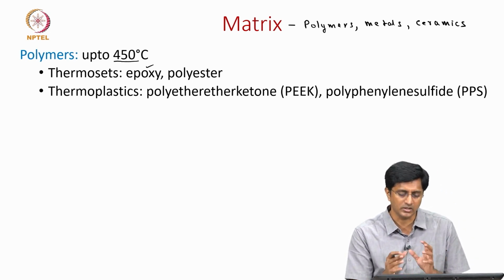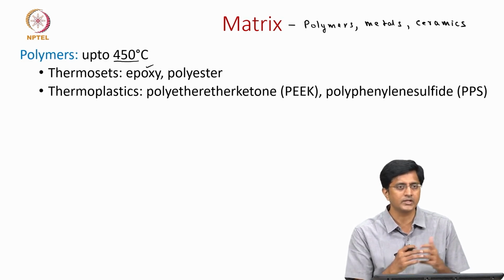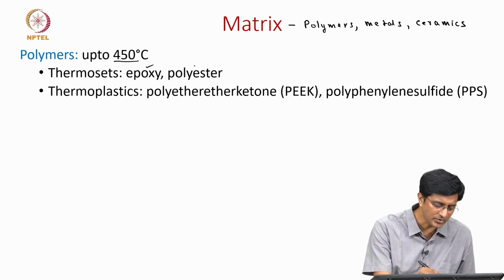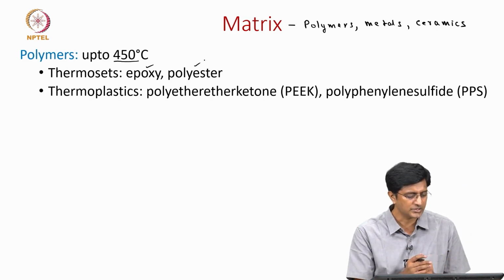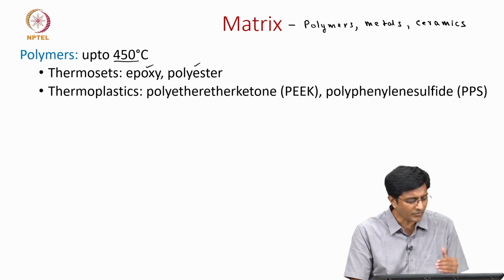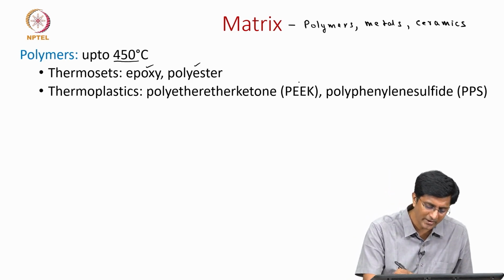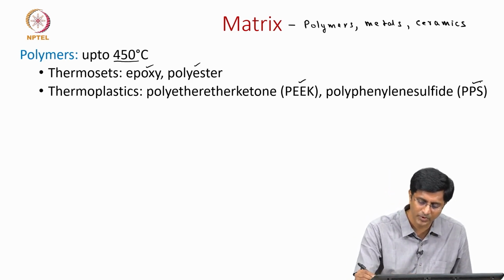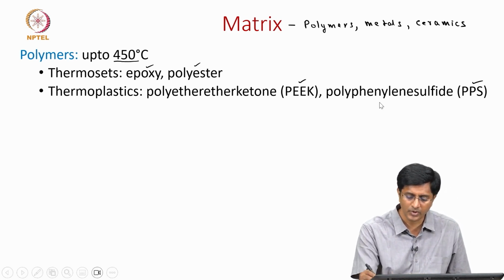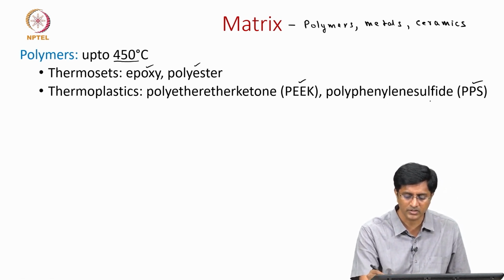You will see through the rest of the course, wherever we discuss, we talk about either glass epoxy composites or carbon epoxy composites. But in addition to the epoxy, we also use this polyester thermoset matrix material. But when it comes to thermoplastics, two commonly used matrix materials are PEEK and PPS. PEEK stands for polyether ether ketone and PPS stands for polyphenylene sulfide.